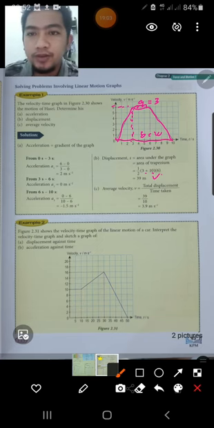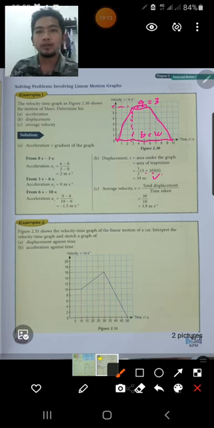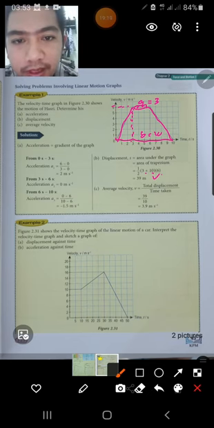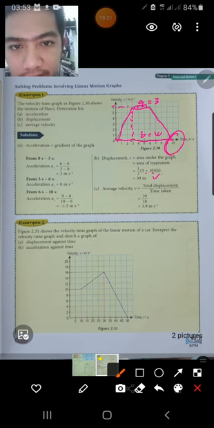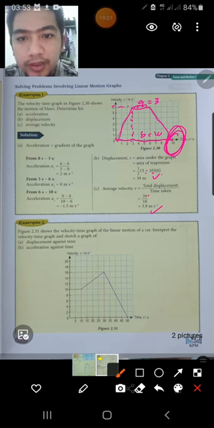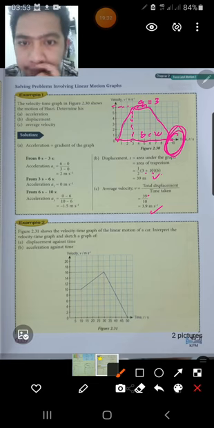And average velocity. So you already got the displacement, so it is easy to find the velocity. Just substitute into the formula. Average velocity is equal to displacement over time. So the displacement is 39, time taken here is 10 second. That's why 39 over 10, you will get 3.9 meter per second. Unit, don't forget, okay? Don't forget the unit.